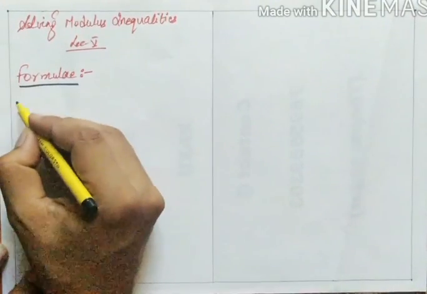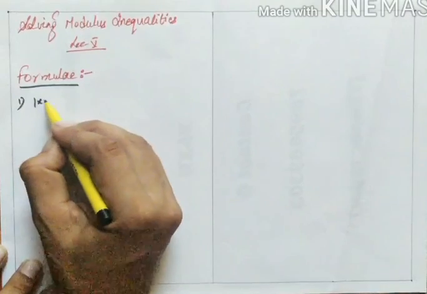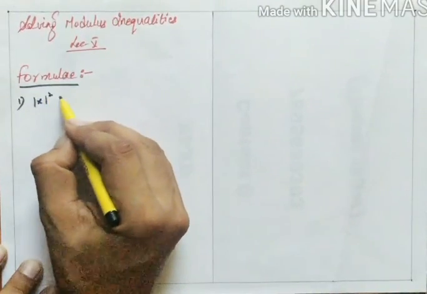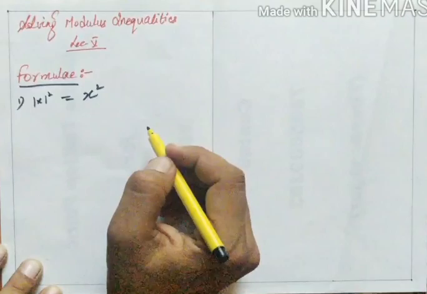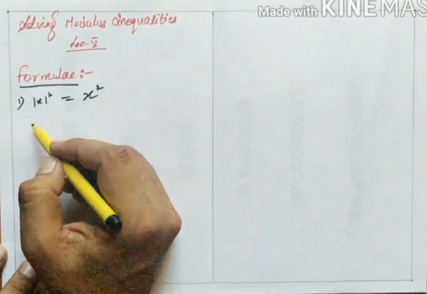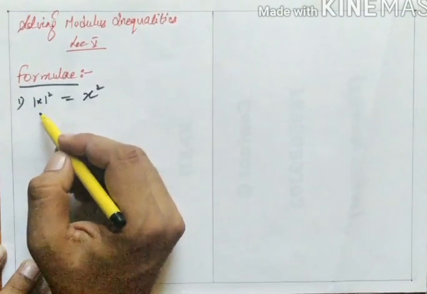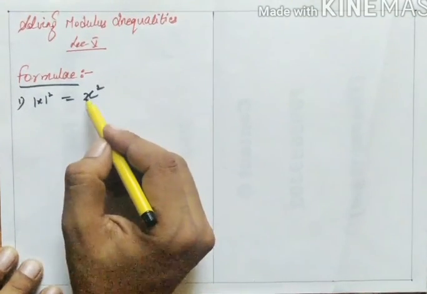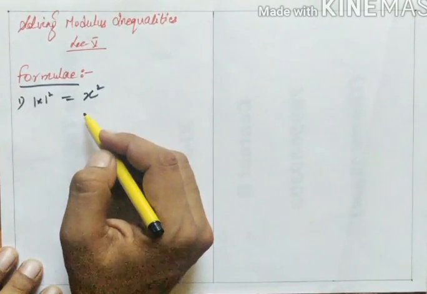The very first formula in this topic is modulus of x square can be written as simply x square. Why? Because modulus is a machine which emits out positive numbers. So this modulus of x square is basically the square of a positive number. Otherwise also the square of a real number is always positive. Whether the number is negative or positive, when we square it, it becomes positive.